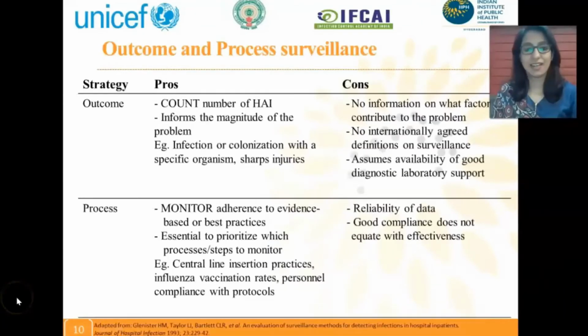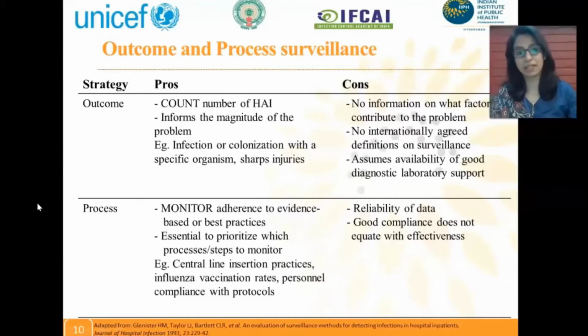Okay, right. So now coming to the specifics, as I mentioned that I'll come to the details. The outcome and process surveillance, to understand what should you choose, especially when you are starting with setting up the surveillance system. So the pros and cons of both the strategies are that in outcome you actually count the number of the final event, which is the healthcare acquired infection, right? So you know exactly what is the magnitude of the problem, where the colonization is, where the infection is.